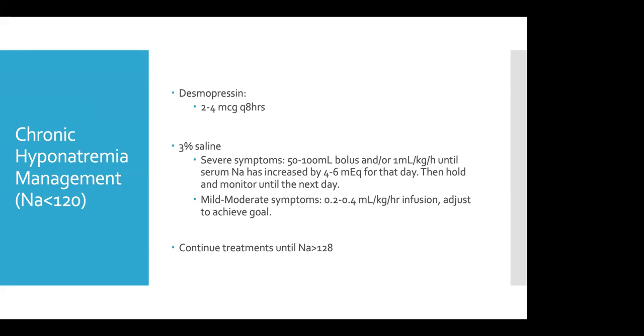You can either do bolus or you can do the 1 ml per kg per hour infusion. And then if they have mild to moderate symptoms, usually you're going to start at a lower infusion rate, more 0.2 to 0.4, and then adjust over time to achieve your goal. And when they have chronic severe hyponatremia, generally you want to continue these treatments until they're greater than 128, and then you can step down your therapy a little more.